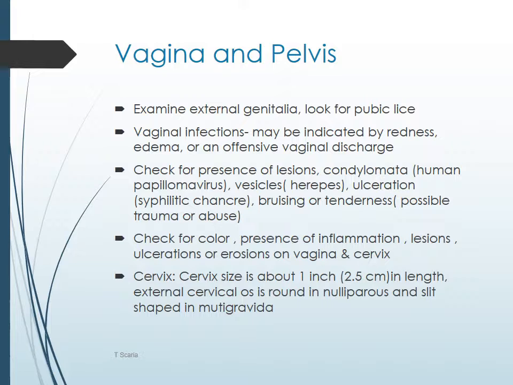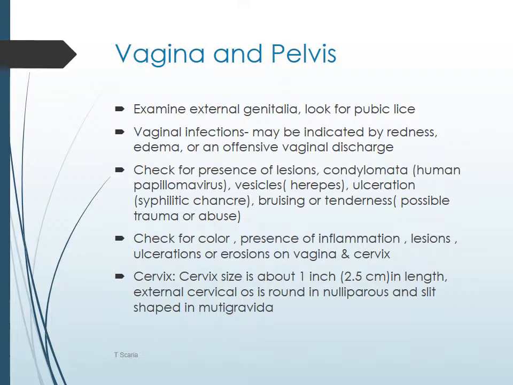Examination of vagina and pelvis. Examine external genitalia. Look for presence of pubic lice. Vaginal infections may be indicated by redness, edema, and or an offensive vaginal discharge. Check for presence of lesions. Check for condylomata, like in human papillomavirus, vesicles like in herpes, ulcerations like in syphilitic chancre, bruising or tenderness, which is possible from trauma or abuse. Check for color, presence of inflammation, lesions, ulcerations, or erosions on vagina and cervix.